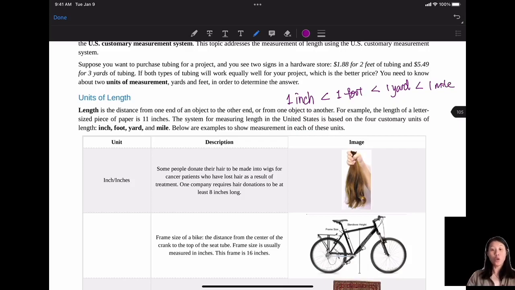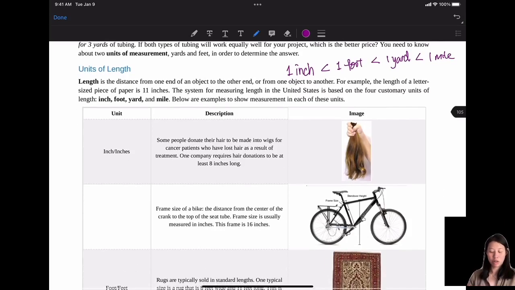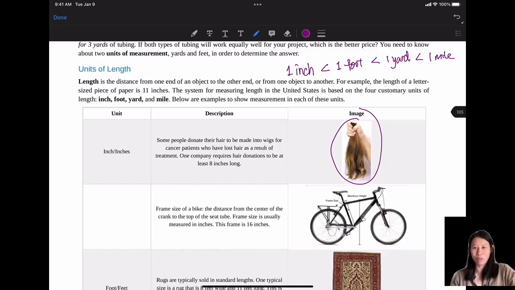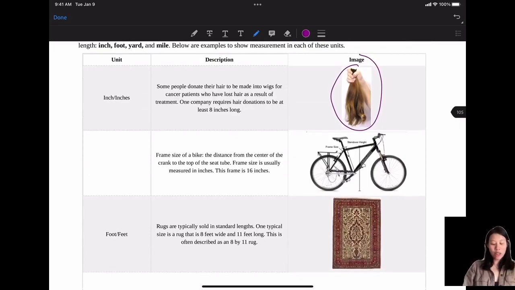Okay, so you want to use the accurate measurement to measure something. For example, some people try to donate their hair to be made into wigs for cancer patients who have lost their hair as a result of treatment. So when you measure the length of your hair, you usually will use inches. You don't use miles because miles is too big when it comes to small objects. When it comes to the frame size of a bike, the distance from the center of the crank to the top of the seat tube, the frame size is usually measured in inches.